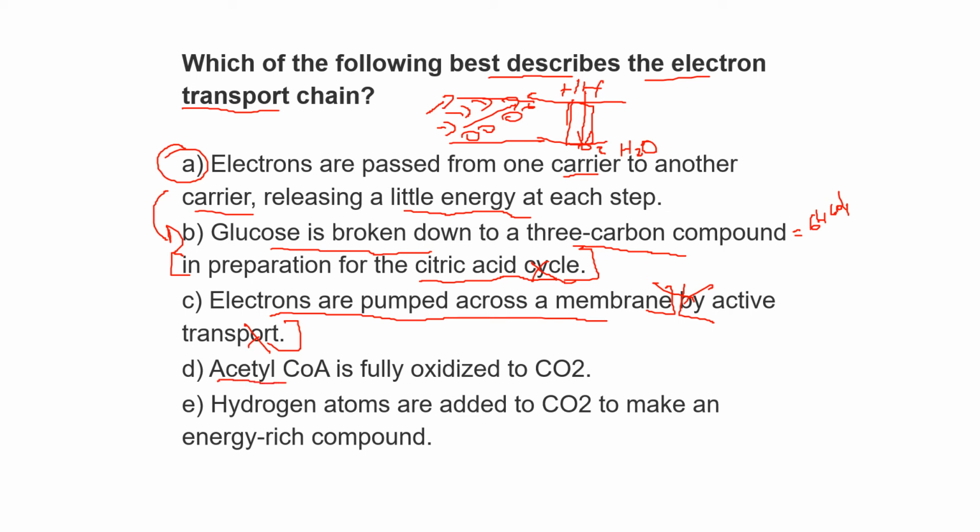The acetyl coenzyme A is fully oxidized to CO2. This is the definition of the Krebs cycle. So this is wrong. So far all of these ones are wrong. And this one, hydrogen atoms are added to CO2. So let's see. So you have hydrogen atoms added to CO2 to make an energy-rich compound.